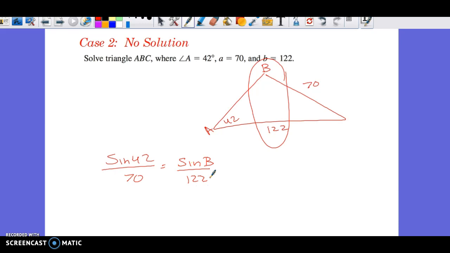Sine of 42 over 70 equals sine of B over 122. When you cross multiply, sine 42 times 122 divided by 70, you get 1.166, blah, blah, blah. You don't know this yet, but sine can't be greater than 1. So when you hit second sine, second answer, you're going to get a domain error. That's not because you've done something wrong, it's because there is no solution.